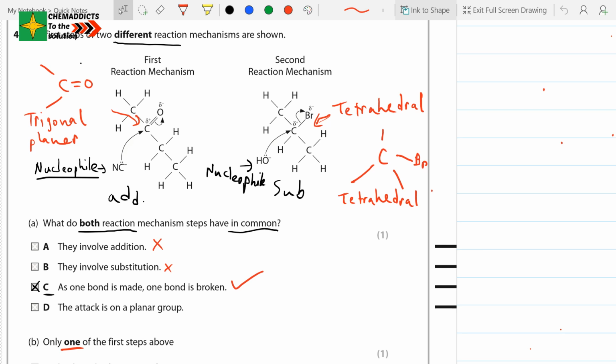Two different mechanisms were given, and here at first we compared these two things. We have found the similarities between these two mechanisms. So the first question was, what do both reaction mechanism steps have in common? Before, we discussed the similarities of these two mechanisms.